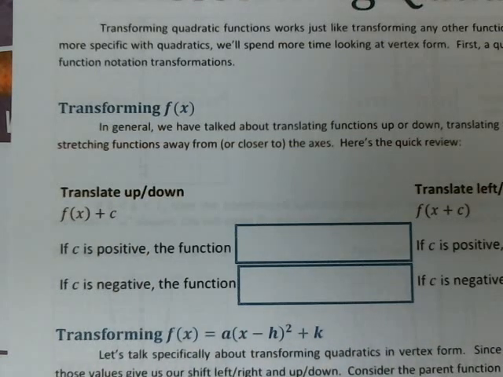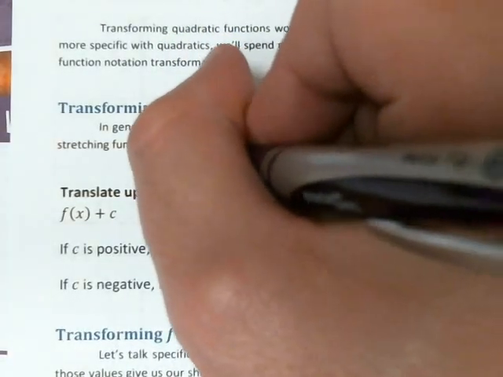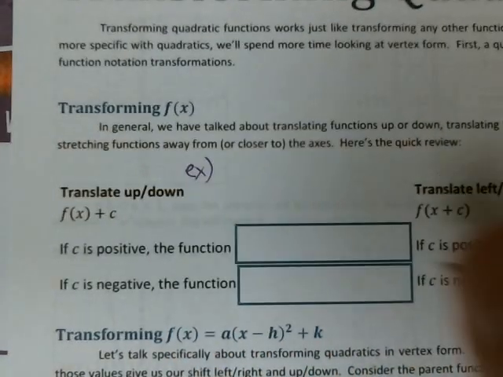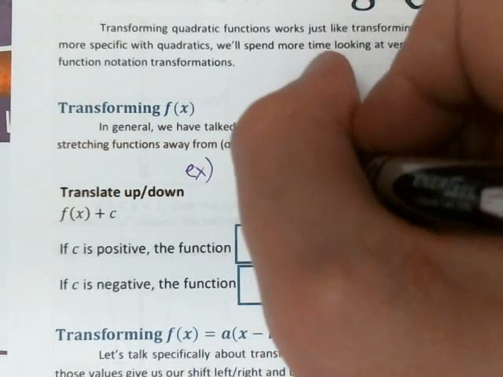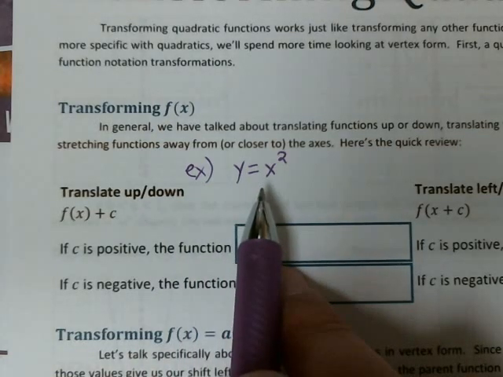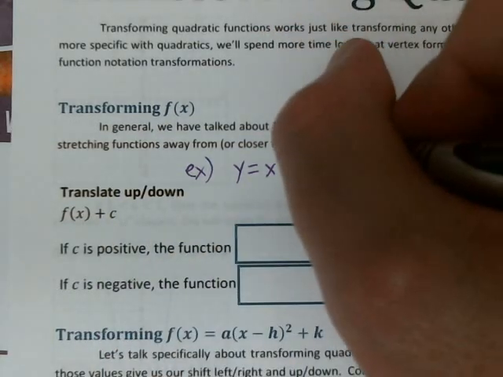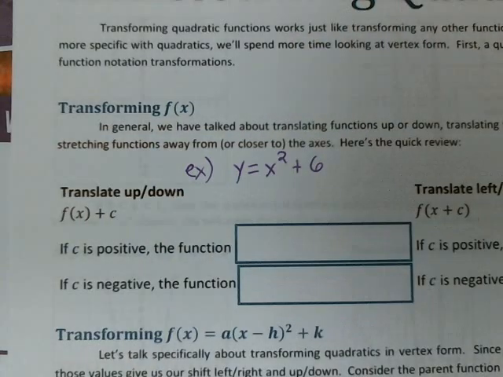So I'm going to use the analogy of a quadratic since that's what we're talking about in the lesson. I'll give you a couple of examples. Let's say that I have our normal parent function for a quadratic. You guys learned this last semester. Y equals x squared. It's a quadratic because the highest exponent is a 2. So that's a regular quadratic. Now if I take that quadratic and add a 6 to it, what did I just do?